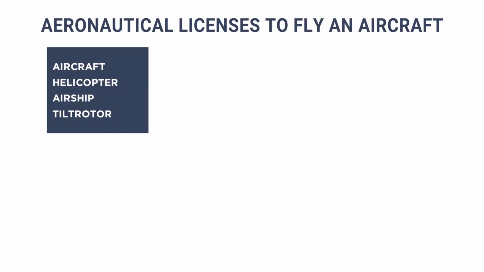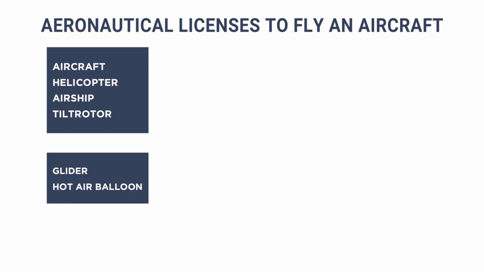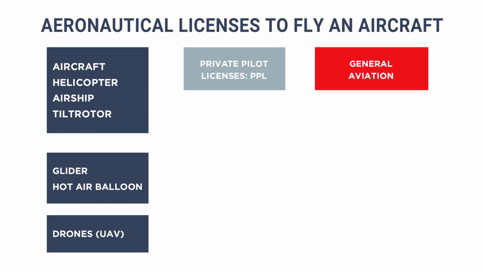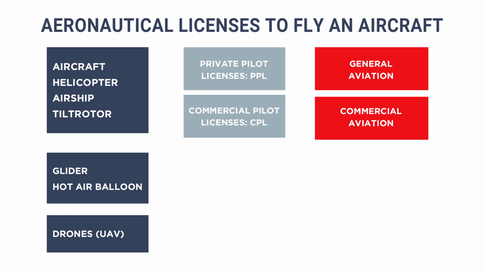The licenses are divided first of all by the various categories of existing aircraft that we saw in the previous tutorial. We repeat them because they're important. Aircraft, helicopter, airship, tilt rotor, glider, hot air balloon or rather free balloon, and drones or better UAV, unmanned aerial vehicle. In regards to the first four categories, airplanes, helicopters, airships and tilt rotors, the licenses are further divided into two large families. The licenses of private pilots to remain in general aviation and commercial pilots, as the name implies, to enter the world of commercial aviation. So let's go ahead and define them.